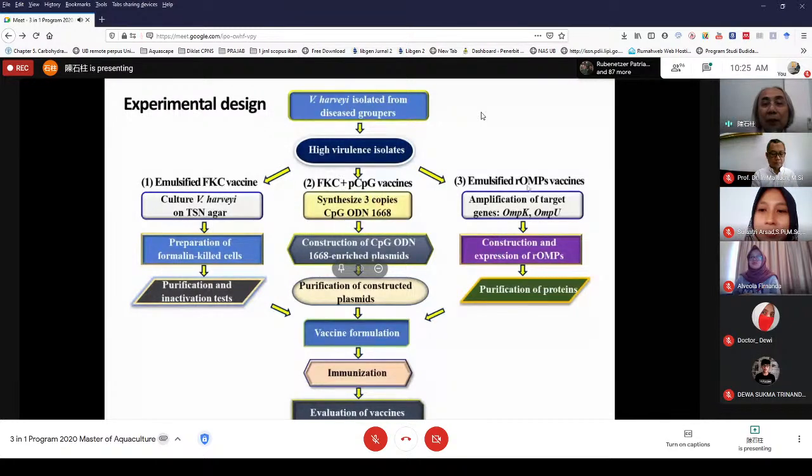The third part is the outer membrane protein. As I mentioned, the outer membrane protein plays an important role, because it has adhesion to the surface of the cell. And after adhesion, the next step will be invasion and penetration into the cell, which causes cell death.